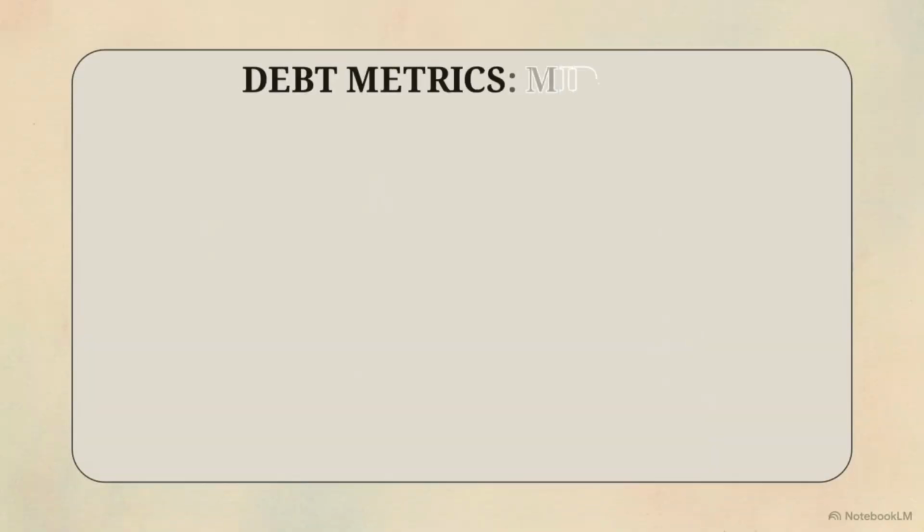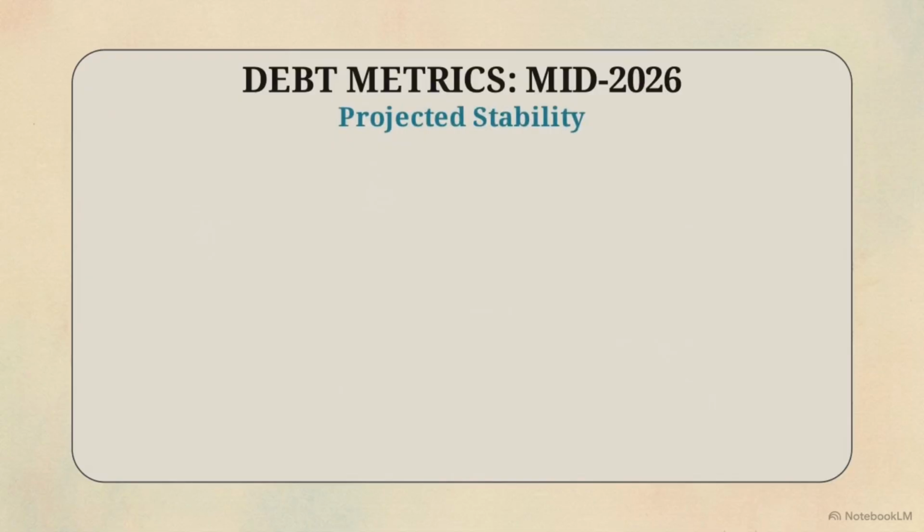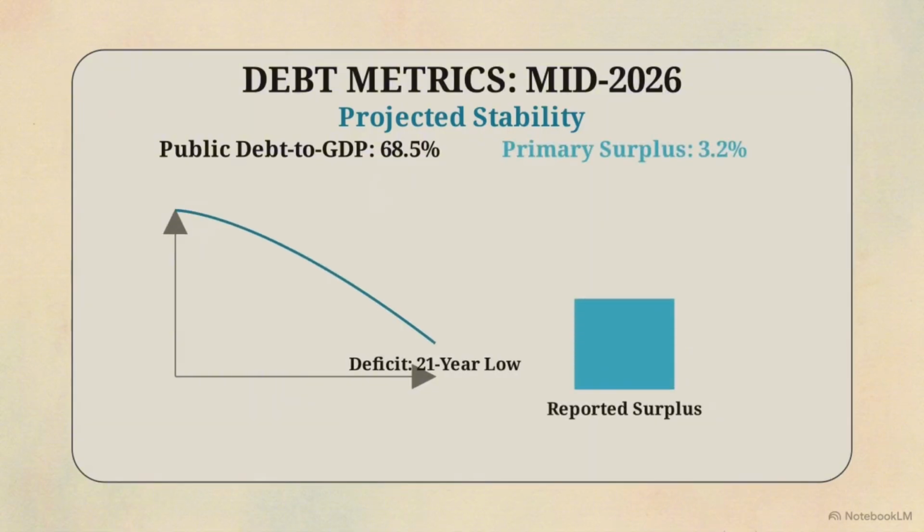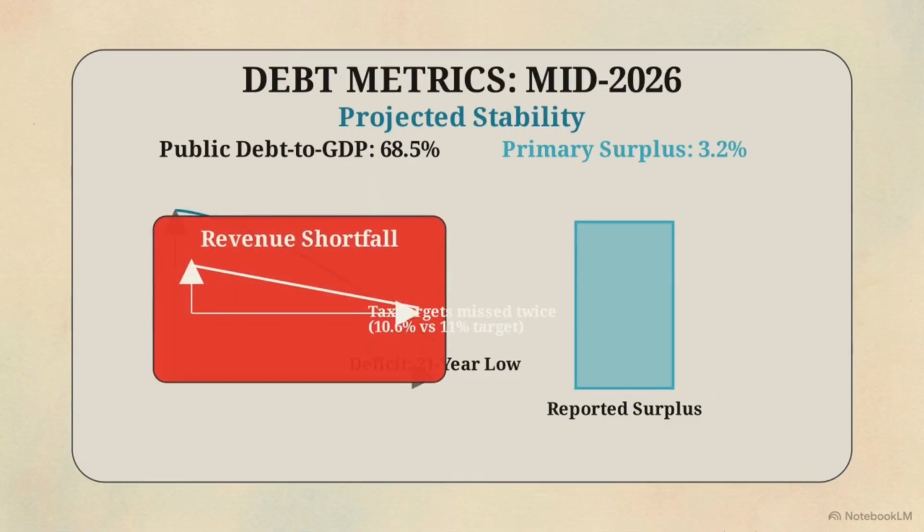This dashboard shows Pakistan's macroeconomic indicators in mid-2026. The headline numbers project stability. Public debt to GDP dropped to 68.5%. The fiscal deficit hit a two-decade low, leaving a primary surplus of 3.2%. Look closer at how those numbers were achieved, and the diagnosis changes.